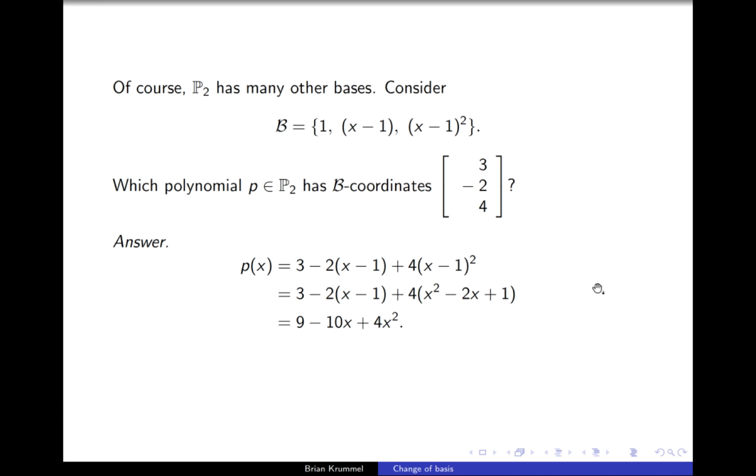So then from there, we can expand the polynomial and simplify, and when we do that, we get the polynomial 9 minus 10x plus 4x squared. Notice that the B coordinates of P, the 3, the minus 2, and the 4, they're very different from the coefficients 9, minus 10, 4 of P.